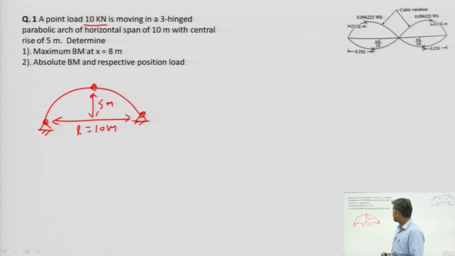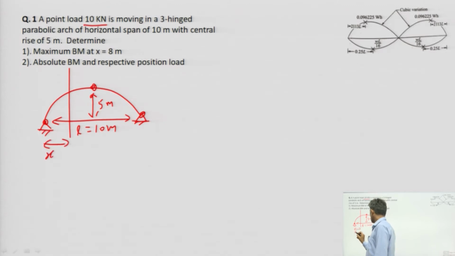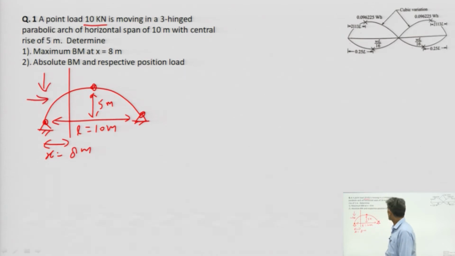Determine the maximum bending moment at x. We need to find the maximum bending moment at x equal to 8 meter, when the point load W equal to 10 kilonewton is moving in this arch from left to right, from A to B.